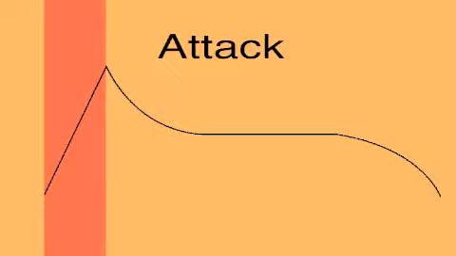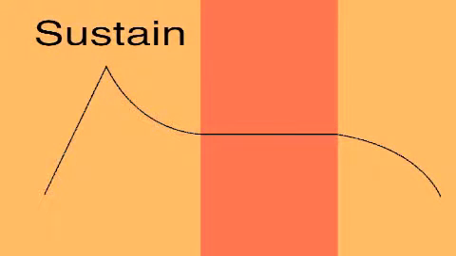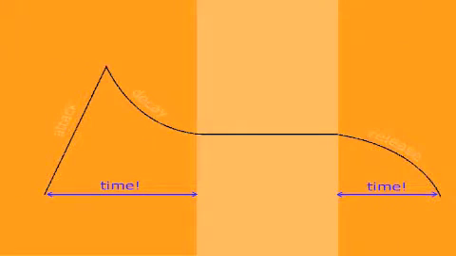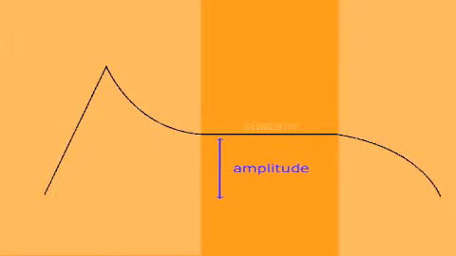The attack is the time it takes for the sound to go from 0 decibels at its onset to its highest amplitude. Decay is the time it takes for the sound to go from its highest amplitude to the sustain level. Sustain is a measure of the amplitude at which the sound remains constant. And release is the time it takes for the sound to go from its sustain level to 0 decibels. Thus, attack, decay, and release are measurements of time, whereas sustain is a measurement of amplitude.